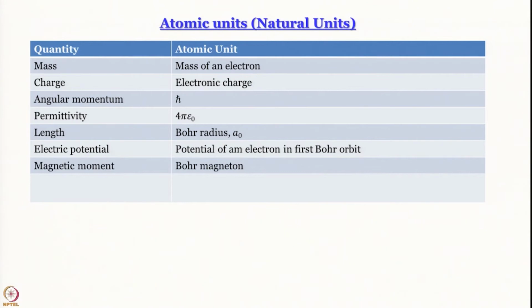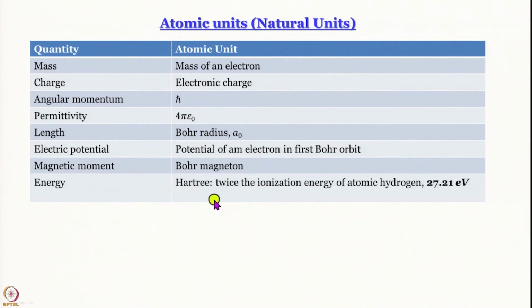Magnetic moment is written in terms of Bohr magneton, which we are not really using right now, and energy, very important, is written in terms of Hartree. So, Hartree is twice the ionization energy of atomic hydrogen, and if you remember, the ionization energy of atomic hydrogen is 13.6, actually 13.605. So, twice that is 27.21 electron volt. So, 1 Hartree is 27.21 electron volt. That is a large number for atomic systems, a significant number.